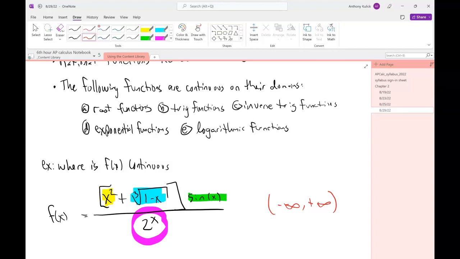Does that make sense? Where would it not be? Well, if you had a square root function, the domain is not everywhere. If you had a rational function, the domain is not all real numbers. If you had a logarithmic function, the domain is not all real numbers. If you had an inverse trig function, the domain is not all real numbers. I specifically chose pieces so that everything would be really cute. You know? Is that okay? It's just Mr. Kulik getting cute on you guys.